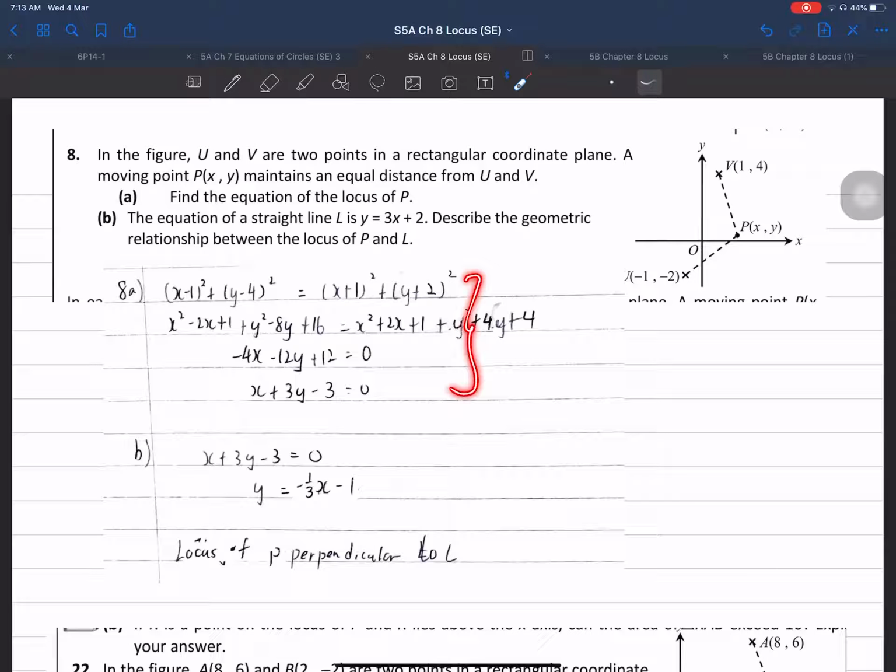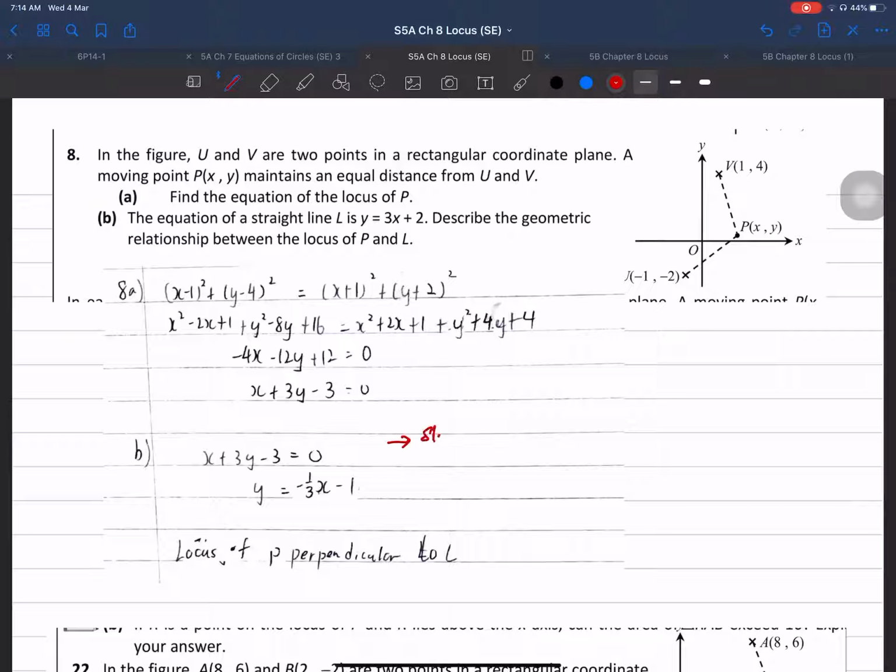So part A, I want to skip it. Part B, because you need to find the geometric relationship between the locus of P and L. So you need to determine what's the relationship between these two equations. Maybe obvious, you know the slope of L is 3 and then slope of the locus of P is equal to negative 1 over 3, but you also need to write down your work.